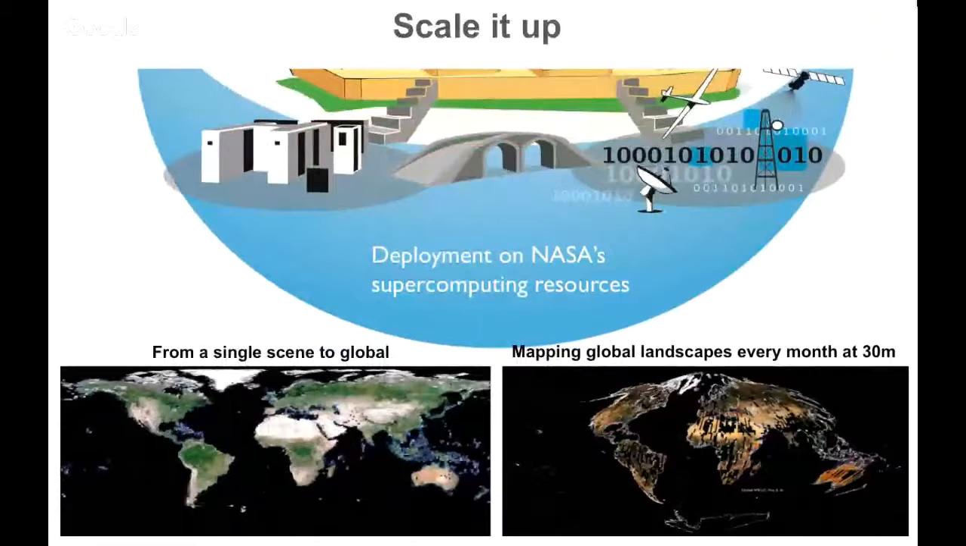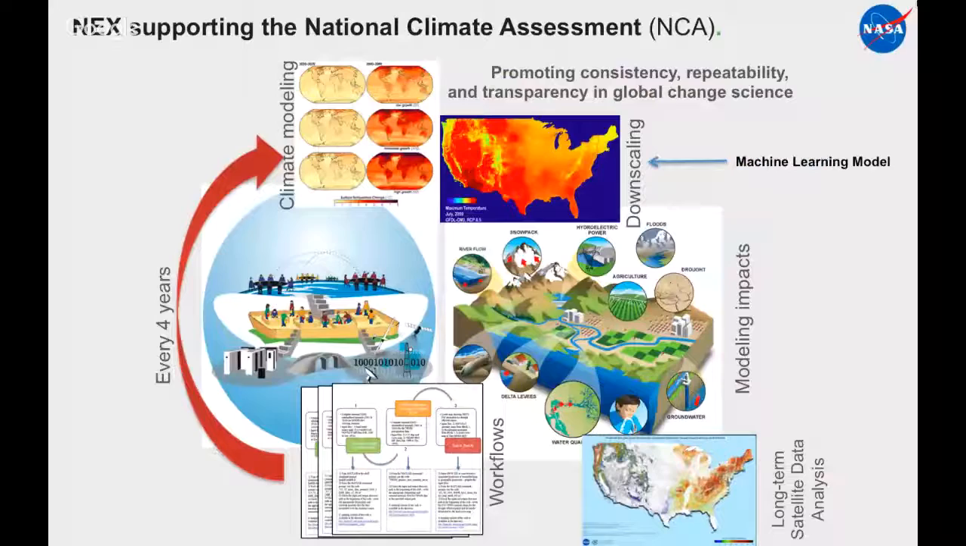So as I was saying before, we are all about scaling it up. So deployment on the NASA supercomputing resources, and then essentially taking it to the next level where we can migrate the whole thing onto the cloud. Here I want to finish my introduction on how we are supporting the National Climate Assessment. And this is a very important project we have. We have collaborators on NEX who are creating very high resolution downscaled climate projections data sets.